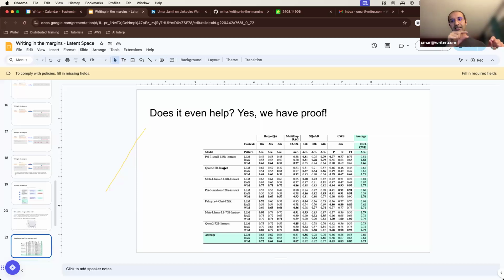And then asking the language model to leverage only the relevant ones at the end. Or the writing in the margins approach, which is all the context plus the margins that were extracted during the chunk prefill, and then the question at the end.